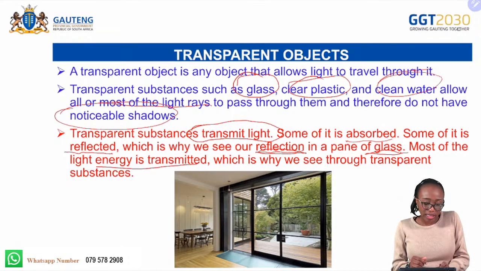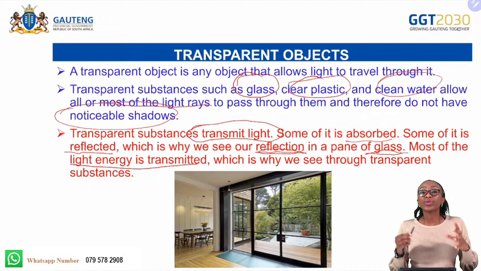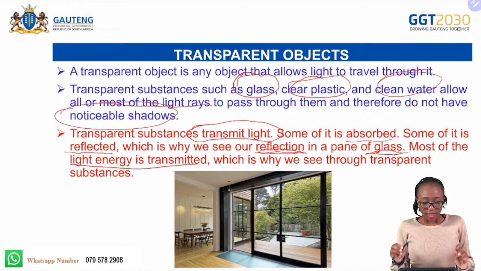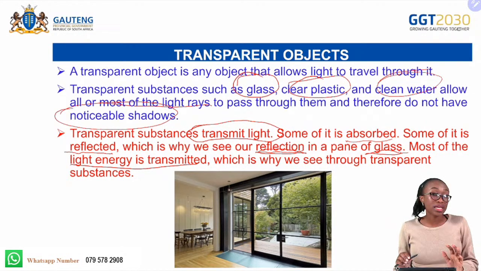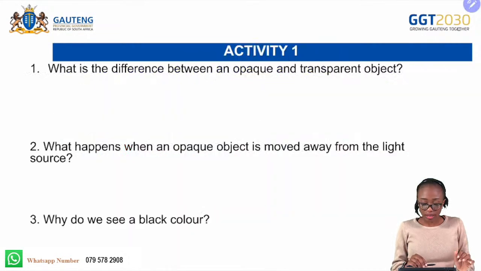Most of the light energy, however, a huge chunk of it, is transmitted, which is why we're able to see through transparent substances. Even though a little bit is absorbed, most of it is transmitted.